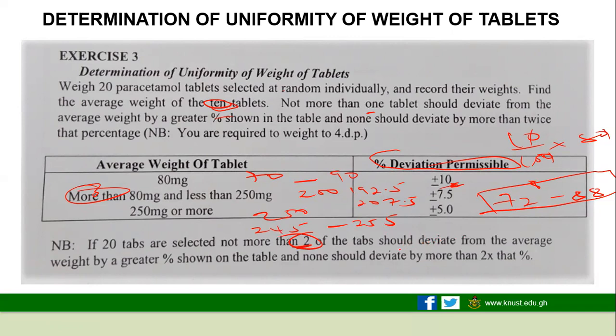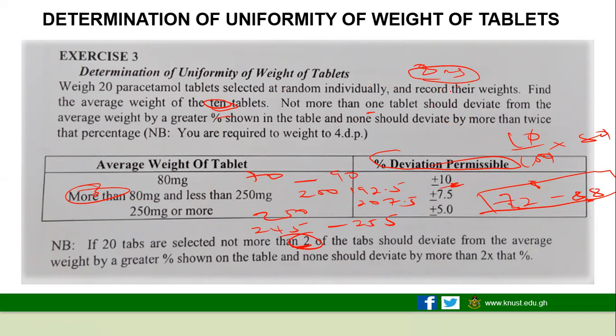Not more than 2 should deviate from the average by a percentage greater than that which is shown in the table. Then we are saying that none of the tablets should deviate by 2 times of that percentage. So assuming the one I've calculated, the deviation allowed is 8 milligram. So you can actually be between 72 and 88, right? And then the normal thing is that not more than 2 should be outside this range.